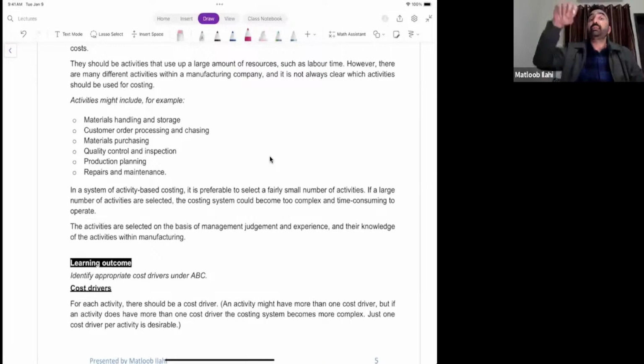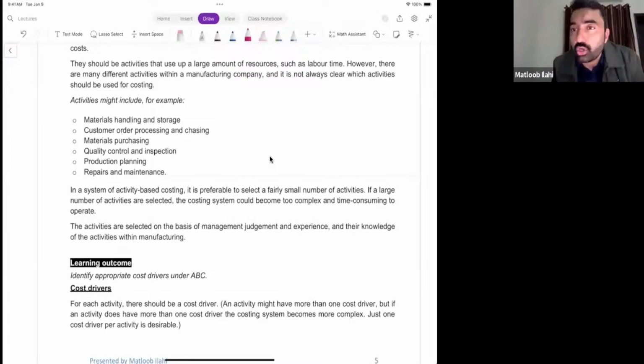Material purchasing, when you purchase material, there is a cost. You are looking for suppliers, tracking suppliers, chasing suppliers, checking inspection, quality, all that. There is a cost. Quality control and inspection: you need to make sure that all materials have the required quality, and also that your products meet the quality criteria. If you do this, you need to have quality audits. So if you perform quality audits, there is a cost.